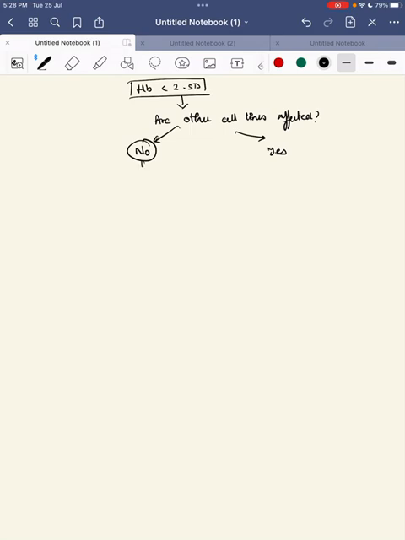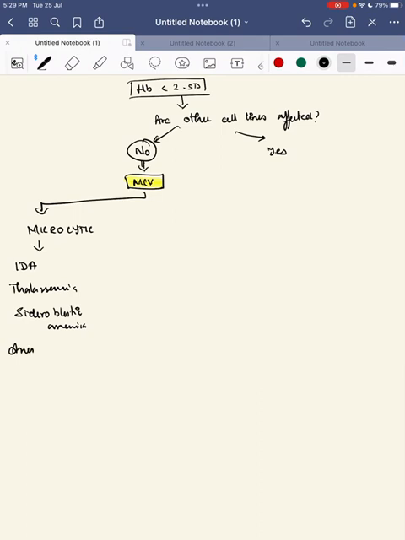When these are not affected, next you look for the MCV. Whether it is microcytic, that is, when the MCV is low. When it is microcytic, the causes can be iron deficiency anemia, thalassemia, sideroblastic anemia, or anemia of chronic disease. Anemia of chronic disease can have both microcytic and normocytic anemia. Or when the MCV is normal, that is normocytic, next you have to look at the retic count.